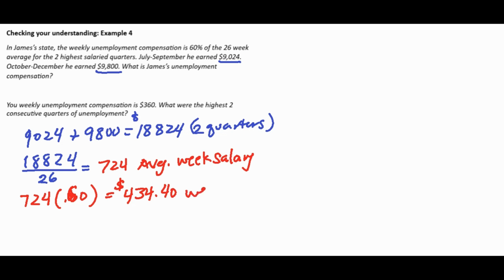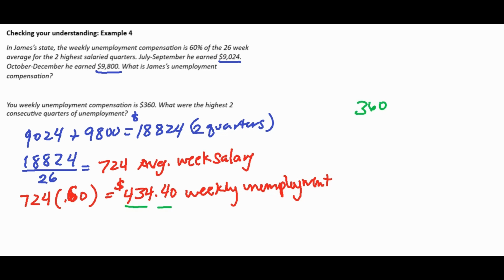It's quite a pay cut. He was making $724, and after unemployment, he only makes 60% of that, which is about $434.40. Now, to finish this off algebraically, your weekly unemployment compensation is $360. What were the 2 highest consecutive quarters? So we just got to work this backwards. They're telling us what his compensation rate was. So it was $360 is what he's going to get.